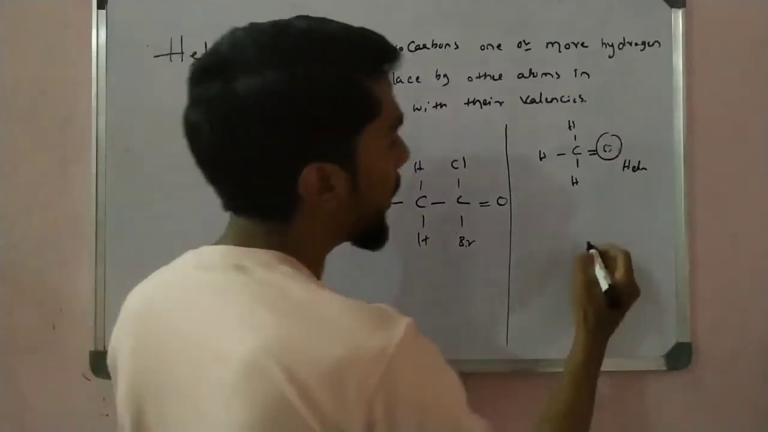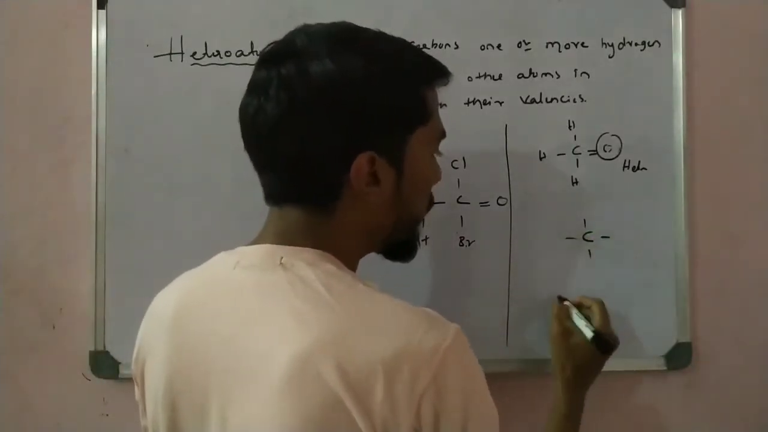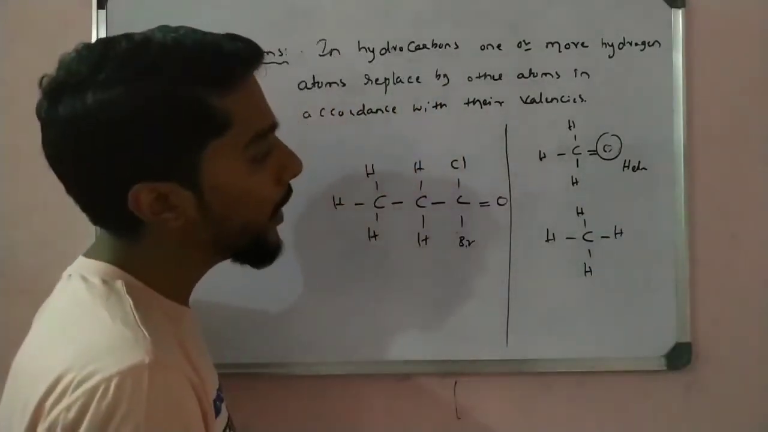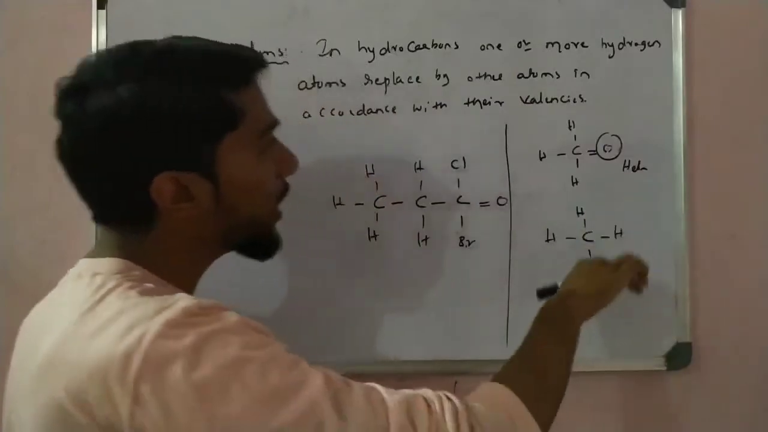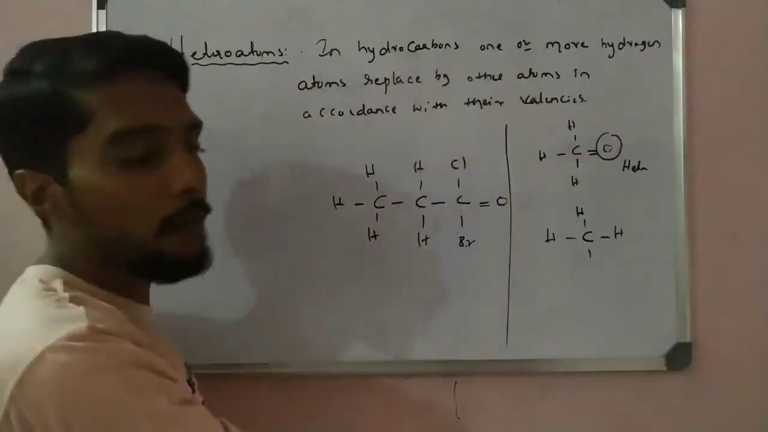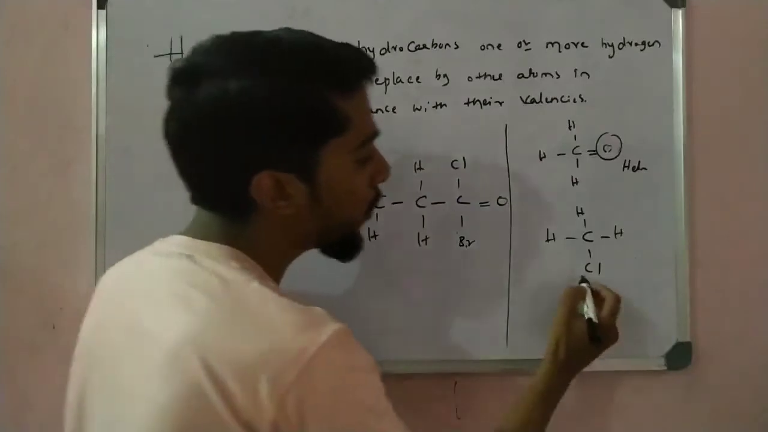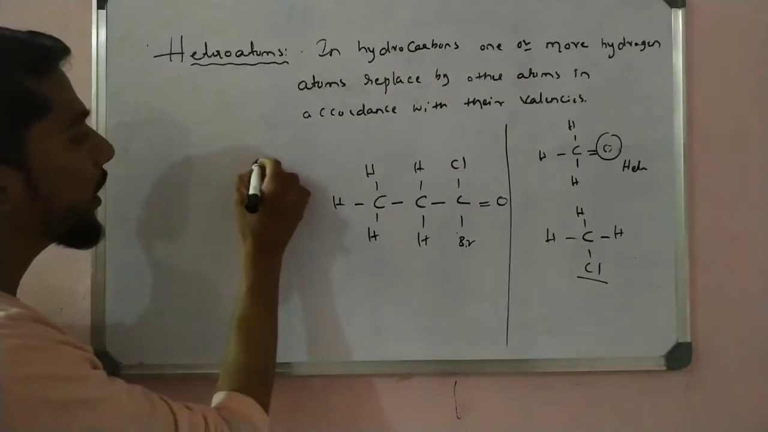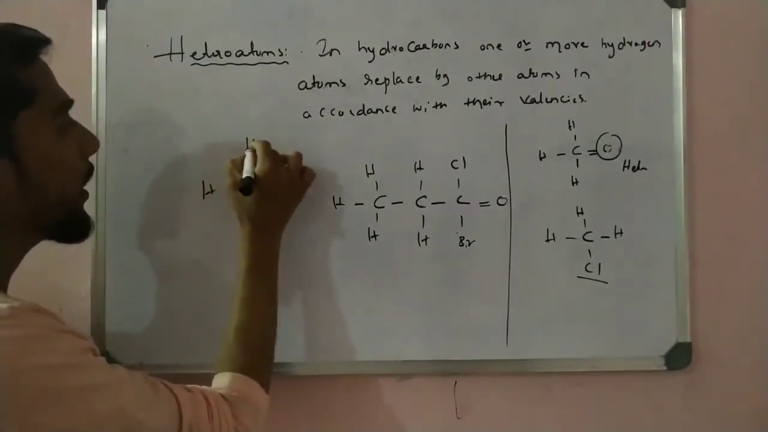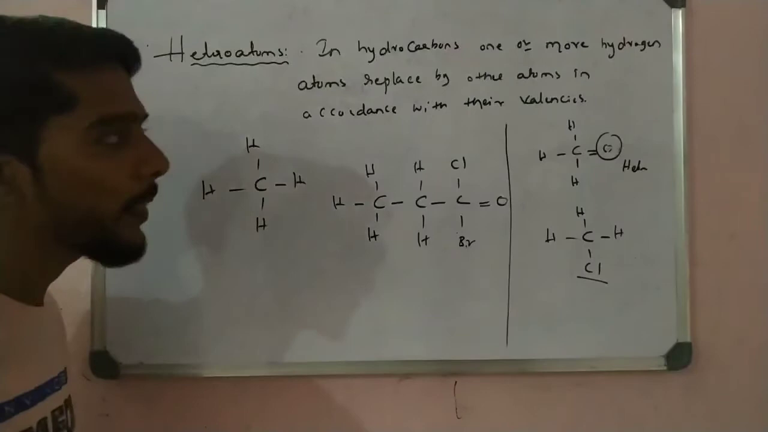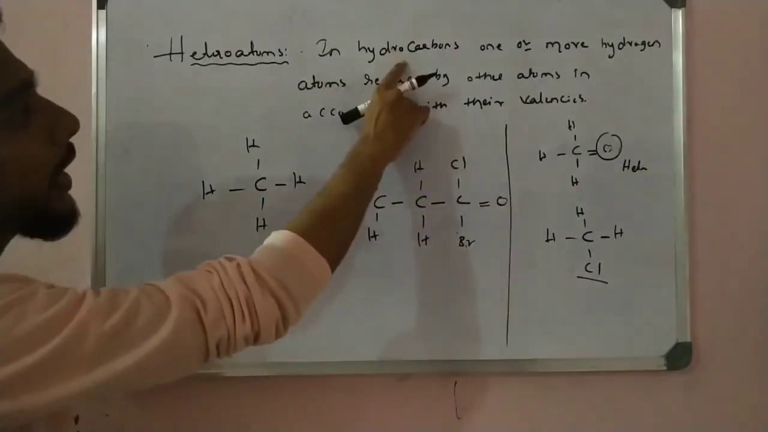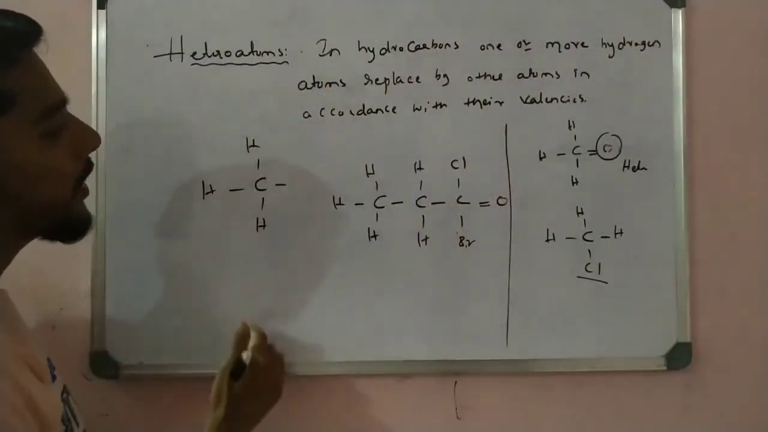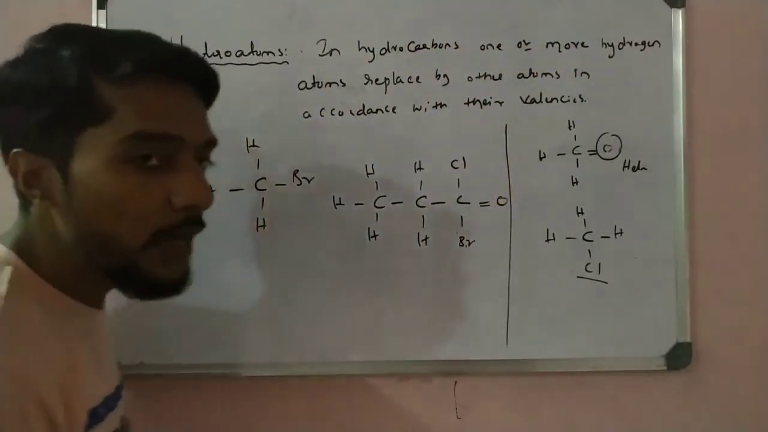For example, I can take one more methane like that. So here hydrogen, here hydrogen, here hydrogen, here hydrogen. Now I can remove this hydrogen and in its place I can replace it with another atom. For example, I can take chlorine. So what is this chlorine? A heteroatom. Right? For example, I can take this one again, four hydrogens. In the hydrocarbon chain, if I remove one hydrogen, in the place of that I can take Br. So what is Br? Br is a heteroatom.